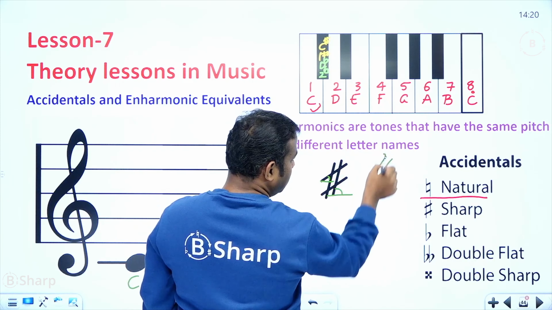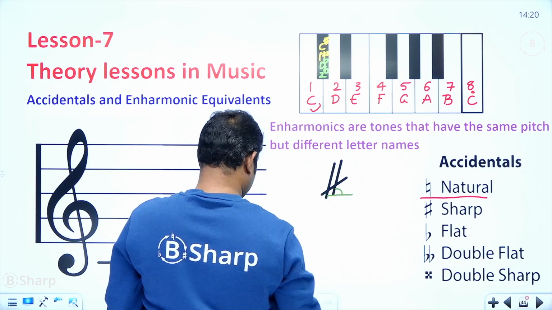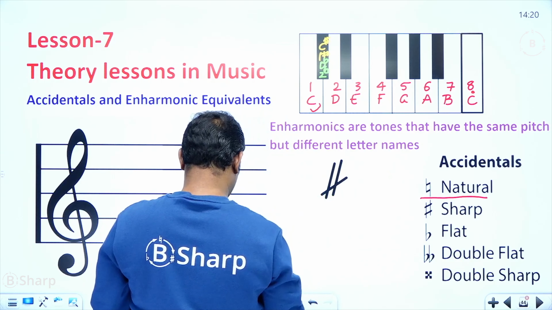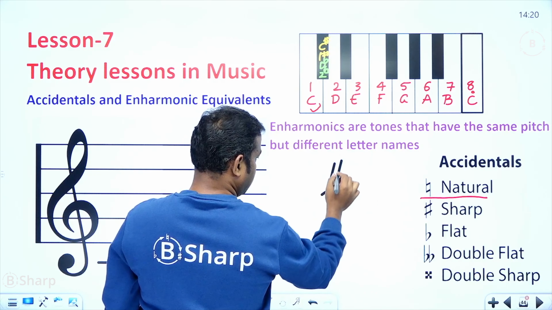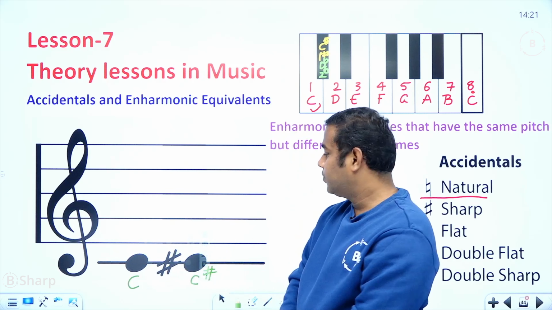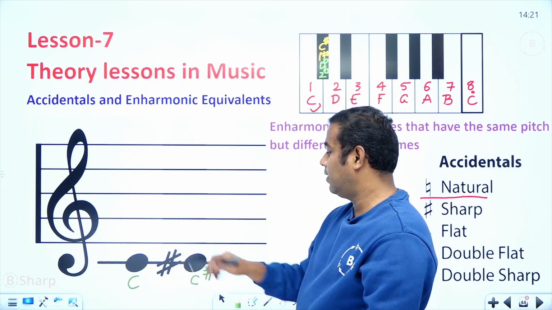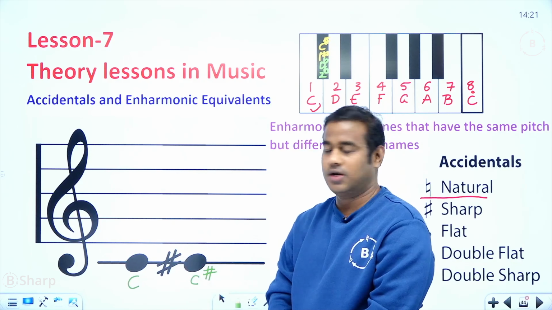This symbol you have to put here. This is some symbol, and you should place it exactly on this line like this. That represents that we have to place it just before the symbol. So this is C and this is C sharp. We should not do it after it, we should do it before it.